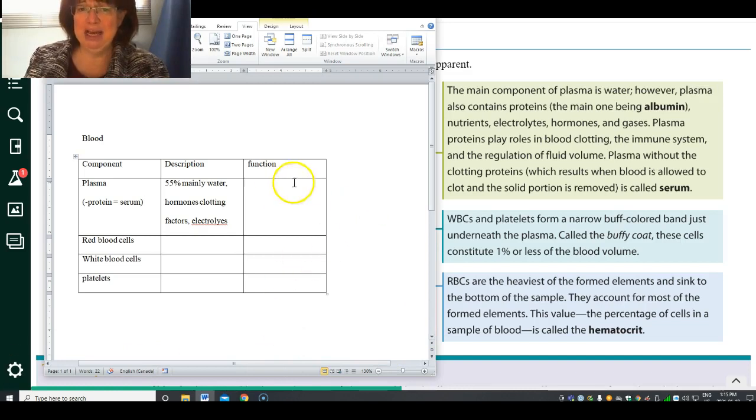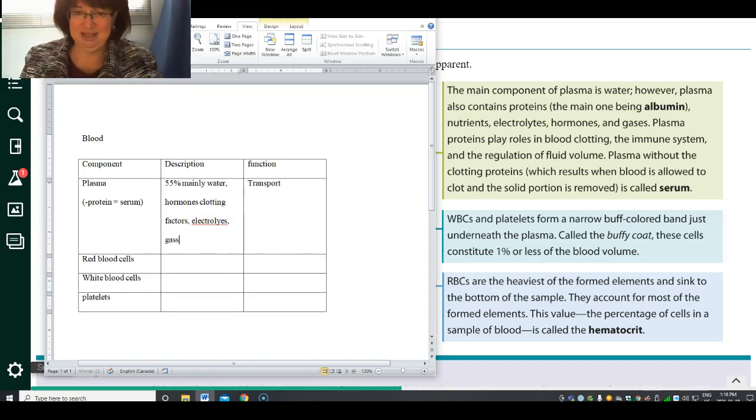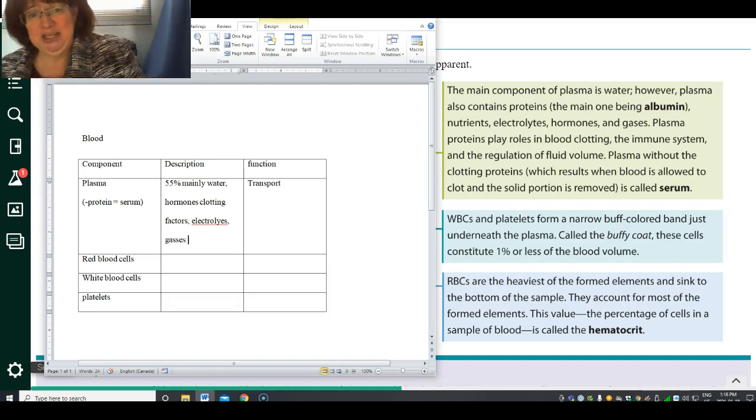Now, in the plasma, the main function is transport. Okay? There are some gases in the plasma too, but realize gases don't dissolve well in warm liquids, so very limited amount of gases. Your carbon dioxide and your oxygen actually have to go other ways, because just like warm pop doesn't stay bubbly, warm blood, which is even usually warmer than pop, doesn't dissolve gases well. So that is your serum.